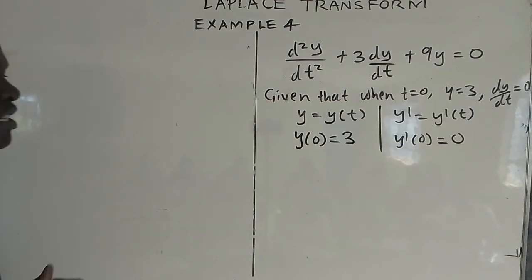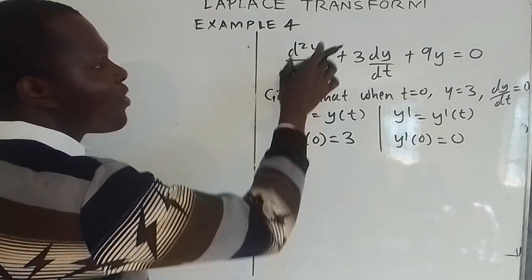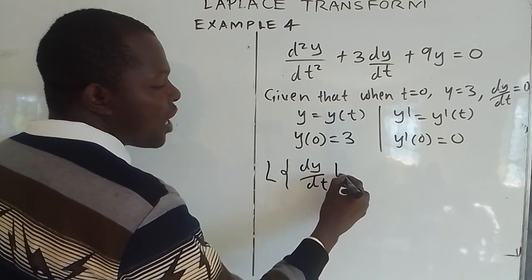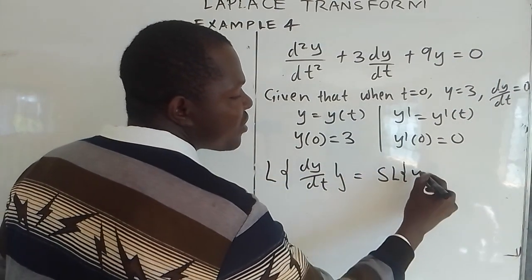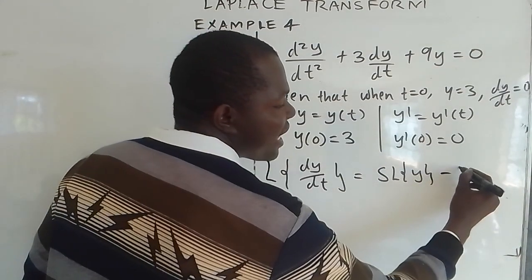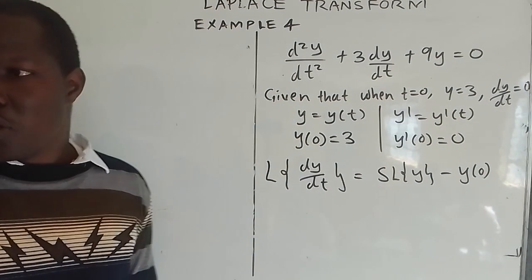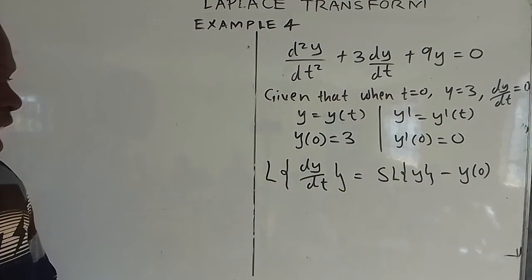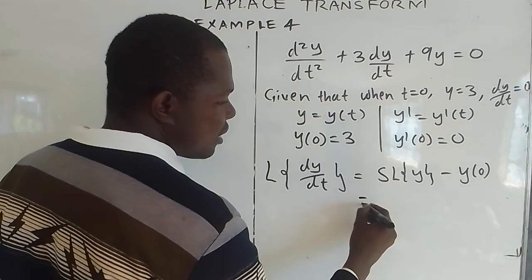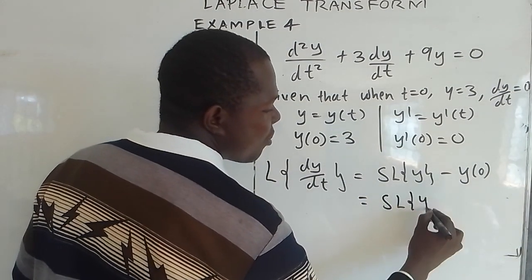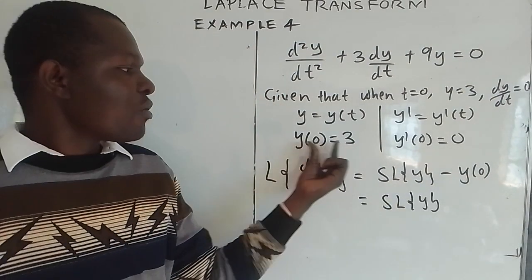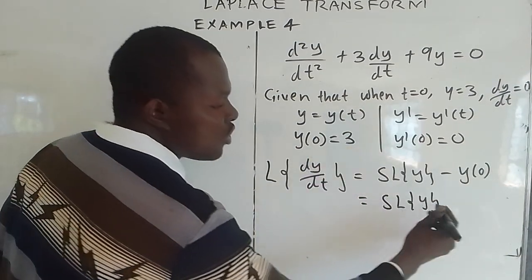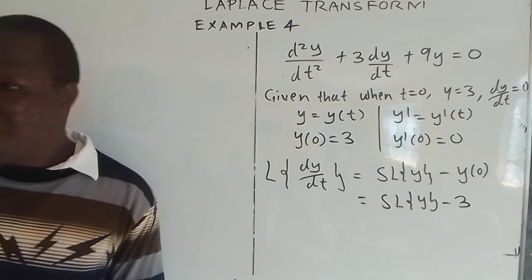So from there you now start. What is the Laplace transform of the first derivative? You are differentiating y with respect to t. So what is the Laplace transform of dy over dt? You know you are getting s times the Laplace transform of y, then minus y of 0. Then after that, you substitute. So that is s Laplace transform of y minus y of 0. What is y of 0? y of 0 is 3. Meaning where there is y of 0, you substitute the value 3. So it is s Laplace transform of y minus 3. You are done with that, isn't it?